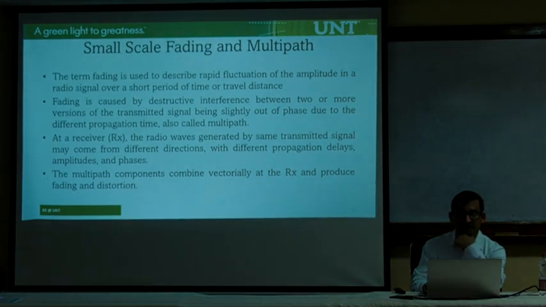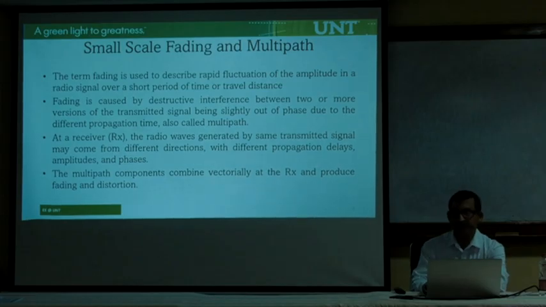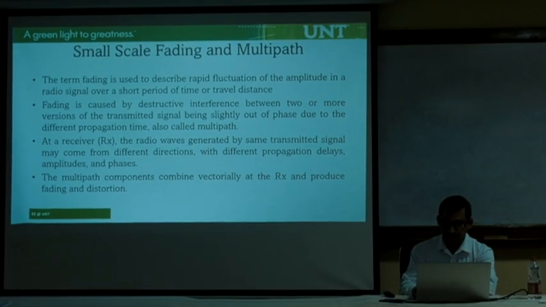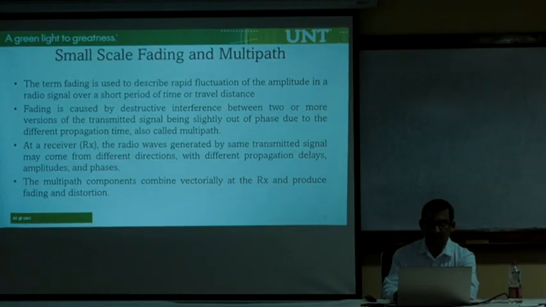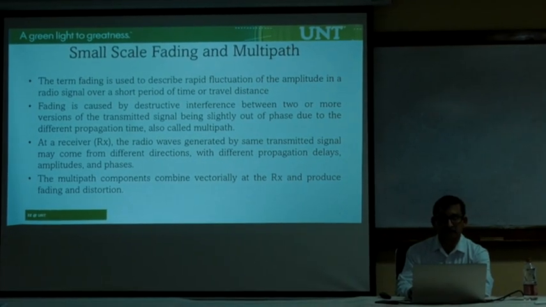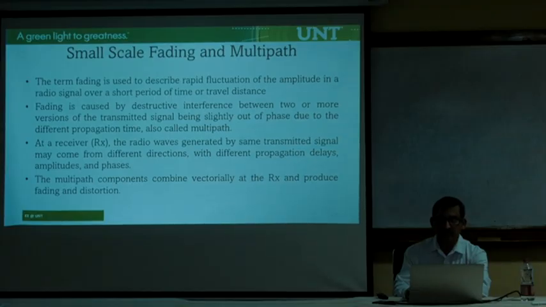So let's start with the concept of fading. The term fading refers to rapid fluctuation of the amplitude in a radio signal over a short period of time. And fading is caused by interference between two or more versions of the transmitted signal. We talked about multiple paths. Multiple paths will cause interference. They are not constructive all the time. It is possible that in some cases they are, but typically you can assume that it causes destructive interference.